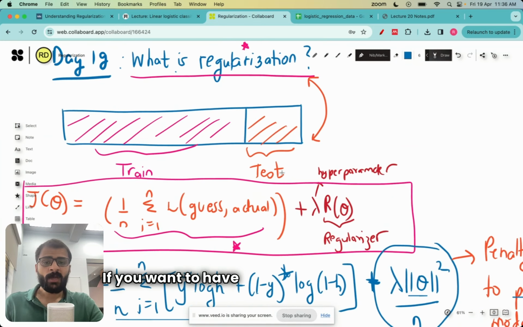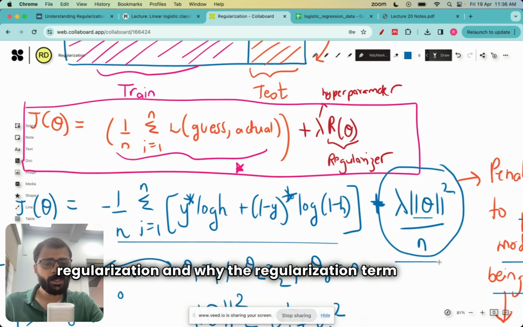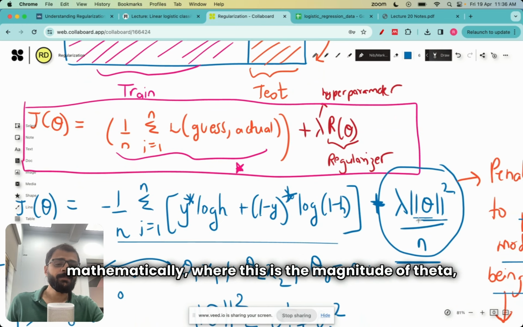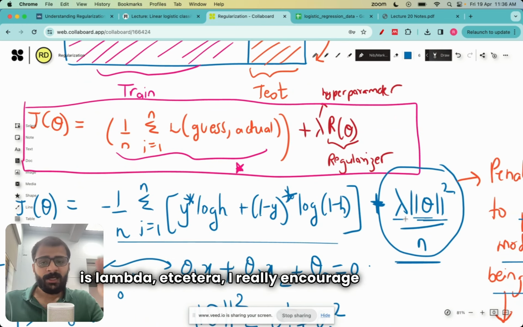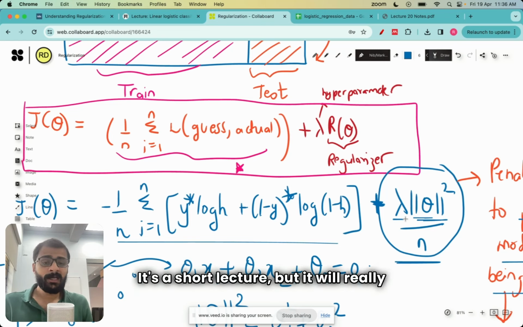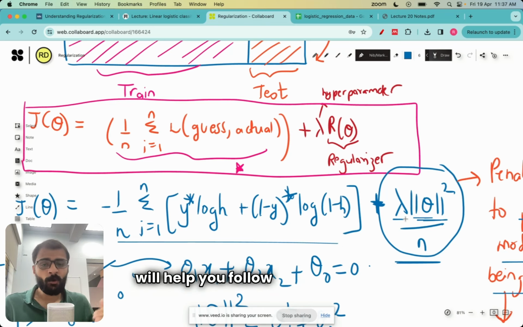If you want to have a clear understanding of regularization and why the regularization term looks like this mathematically, where this is the magnitude of theta, what is lambda, etc., I really encourage you to take a look at the previous lecture. It's a short lecture, but it will really give you a good understanding of regularization, which will help you follow today's lecture.